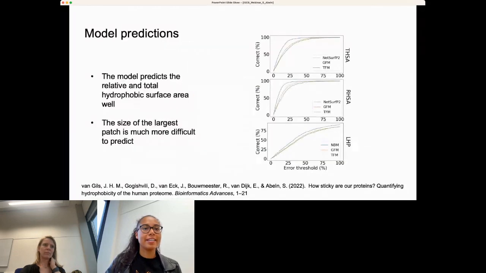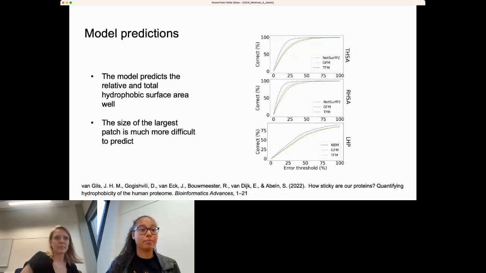So if we go to the next slide. We've trained models to predict these 3 values of surface hydrophobicity. What you can see on the right, like Sanne mentioned, is that the closer you get to the top left corner, the better your predictions are. The total and the relative hydrophobic surface area are relatively easy to predict. We have 3 different models here that I'm not really going into the details of. But in general, the total and the relative hydrophobic surface area are relatively easy to predict, whereas the largest hydrophobic patch is a bit more difficult, but still better than random in our case.